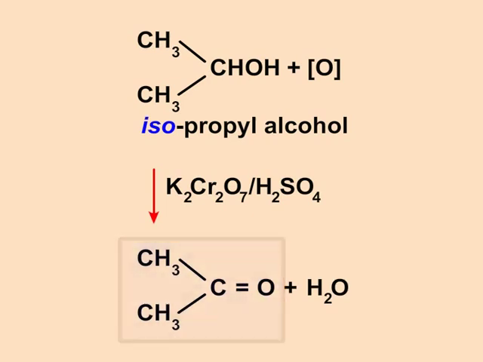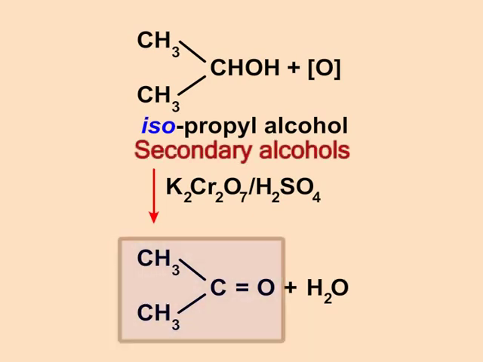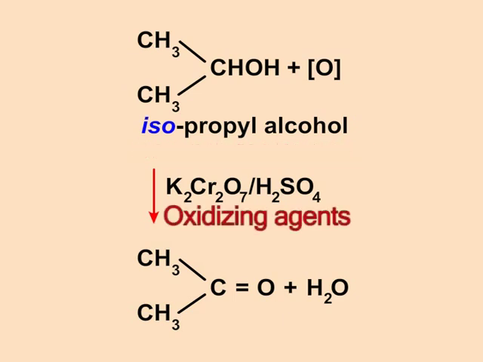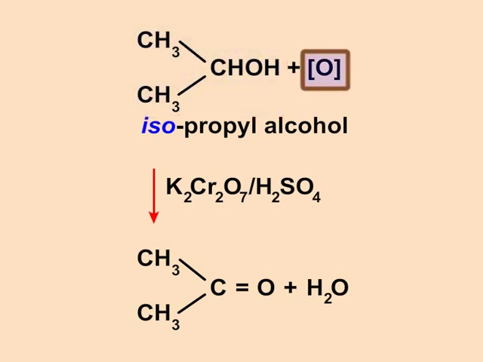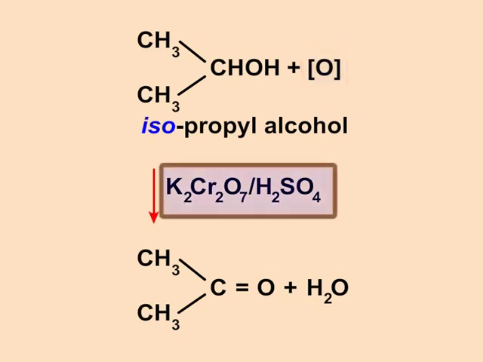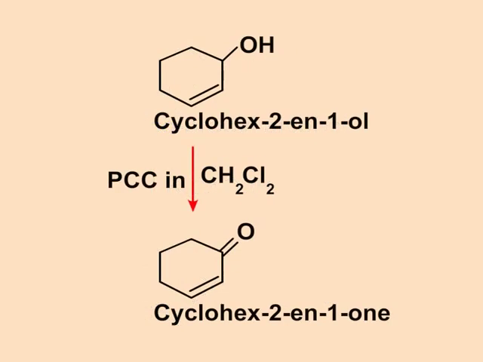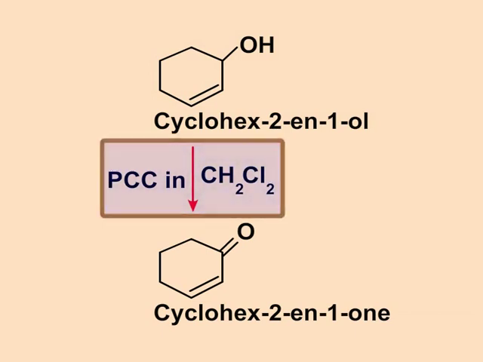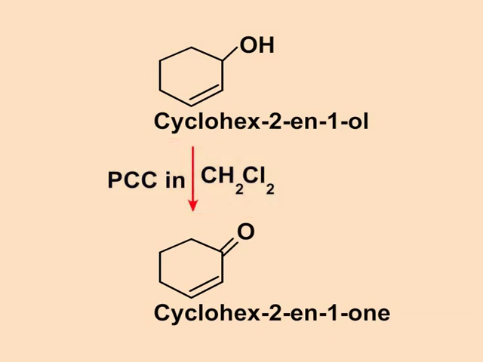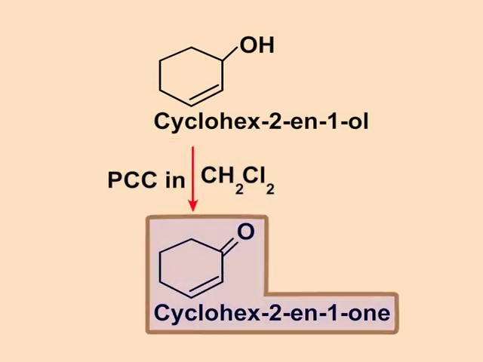Ketones can be prepared by the oxidation of secondary alcohols with similar oxidizing agents. Isopropyl alcohol on oxidation in the presence of potassium dichromate and sulfuric acid gives acetone and water. Let us have a look at another equation. Cyclohex-2-en-1-ol on oxidation with oxidizing agent PCC in dichloromethane solvent gives cyclohex-2-en-1-one.